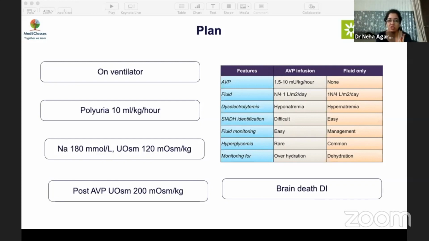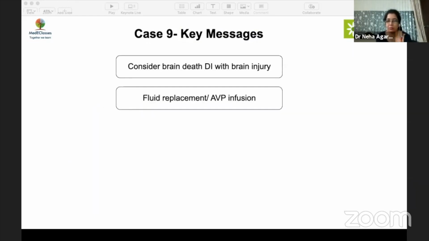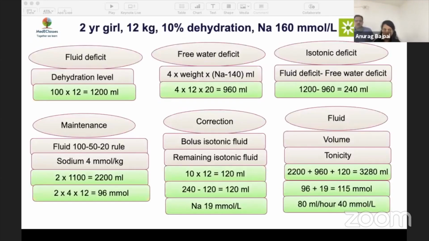So the key message this case tells us: with sudden onset of polyuria in a child with brain injury, suspect brain death, and fluid replacement or ADH infusion, depending on the monitoring available at your center, remains the management of choice. Usually the prognosis is very grim in this situation. So, as Dr. Neha said, you have to calculate and explain to them in detail.